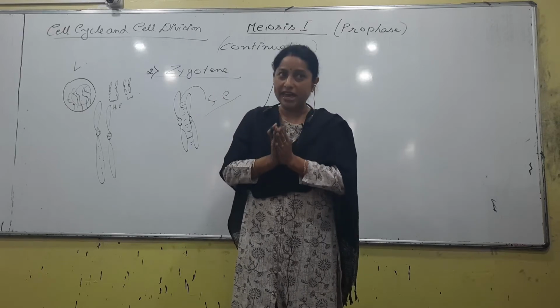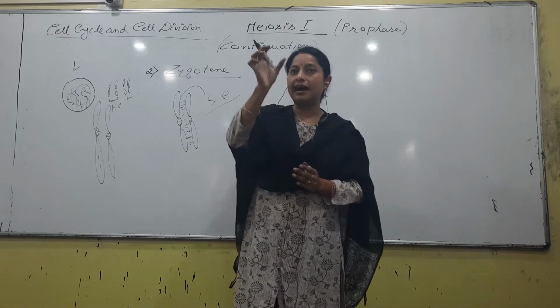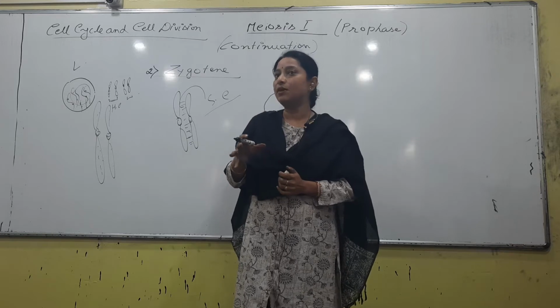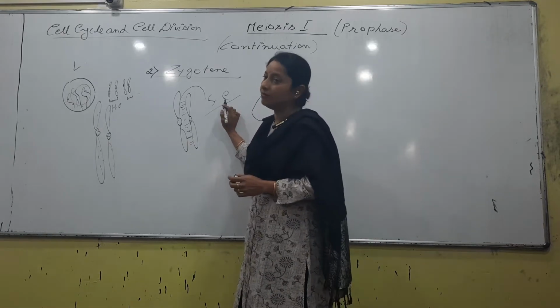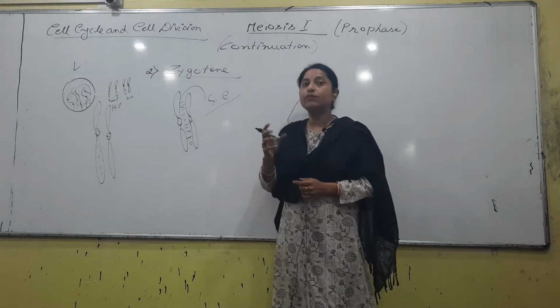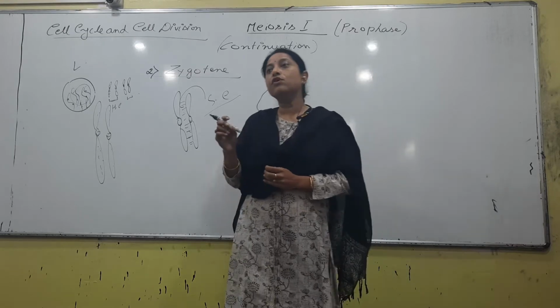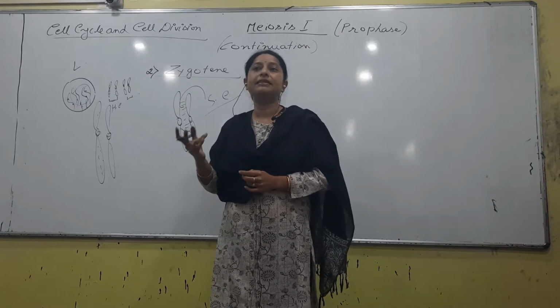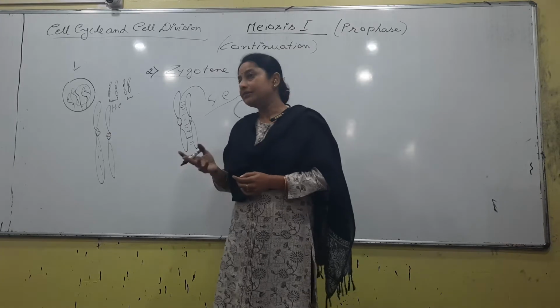Synapsis will happen because of pairing of homologous chromosomes. When pairing happens, some proteins will be synthesized that would form the synaptonemal complex. So the question that is asked is, in which stage of prophase do you observe the formation of synaptonemal complex? Zygotene.